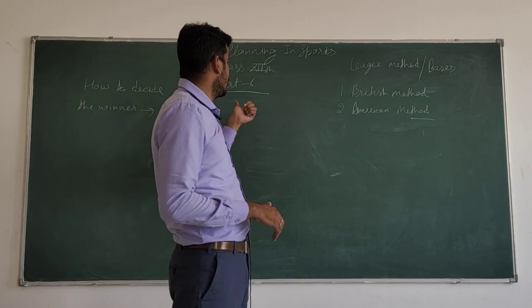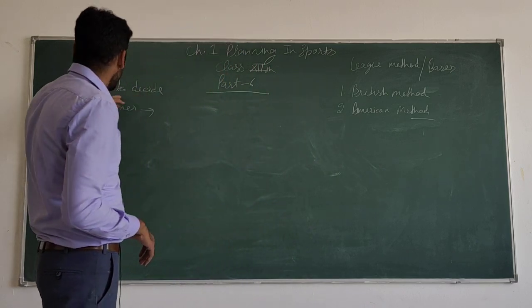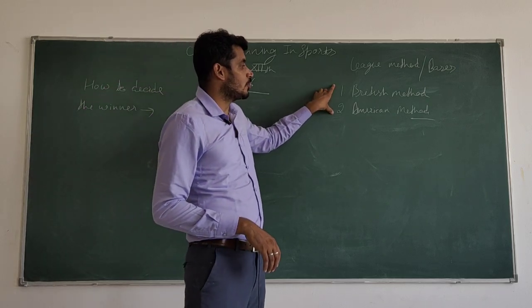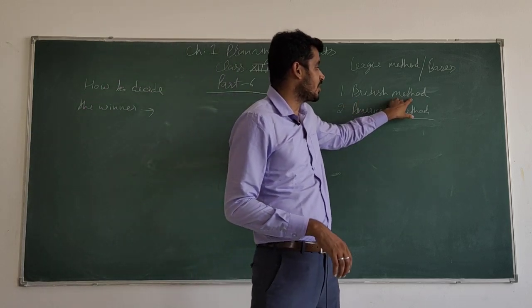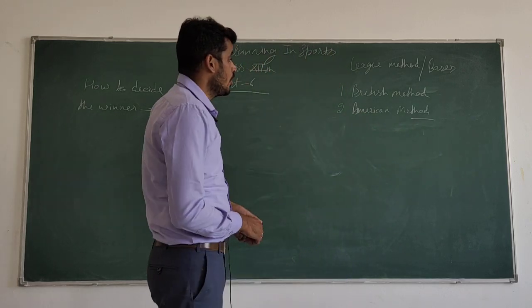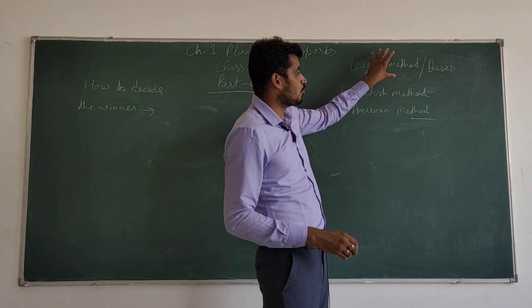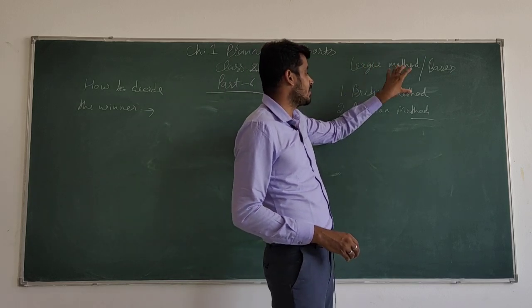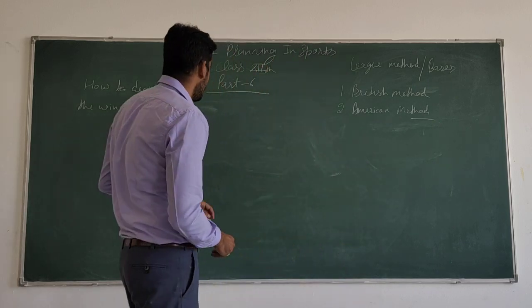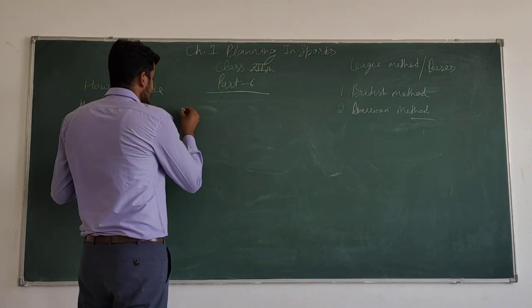So today we are going to learn how to decide winners through two methods given in your book. One is the British method, the second one is the American method. It is on a league basis. If the tournament is on a league basis, then we will apply these formulas to find the winners. At first, the British method.